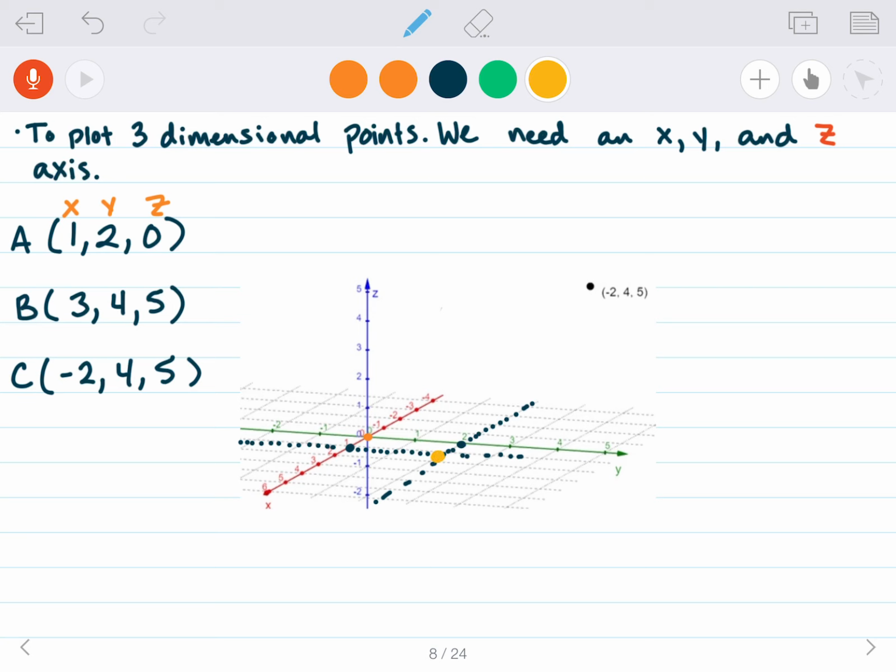Now, we don't have a z component, so we're not moving up or down. We're on the flat ground. This is our point A right here. All right, so that's point A. Now let's go ahead and look at point B.